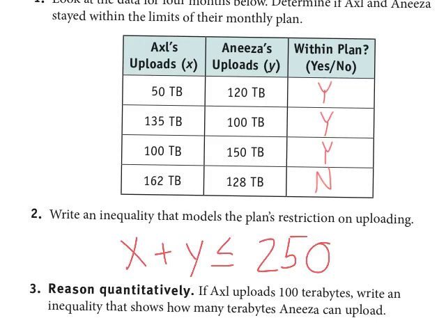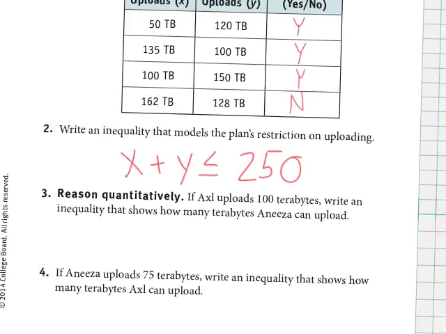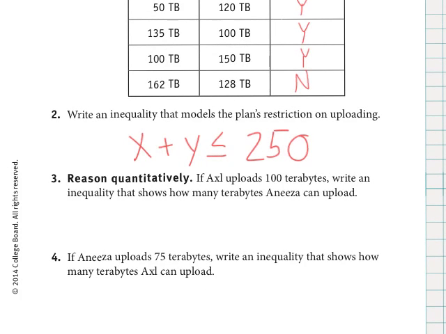Okay? After we get that inequality, the last two problems should be pretty easy, right? Because it just wants an inequality that represents the scenario if Axel has 100 terabytes. So that would be 100 in for Axel plus Y is less than or equal to 250. What if Axel used 100 terabytes? How many terabytes could Anisa use? 150 or less.